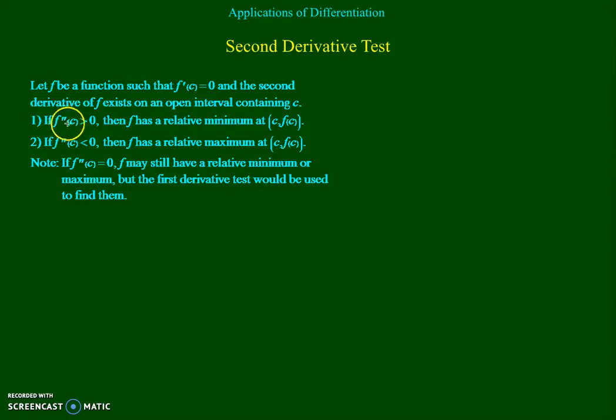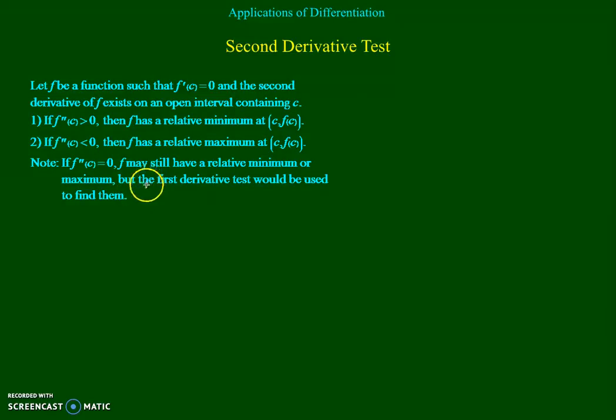If f double prime of c is greater than 0, then f has a relative minimum at that point, c, f of c. If f double prime at that point is less than 0, then f has a relative maximum at c, f of c. If, on the other hand, f double prime of c is 0, f may still have a relative minimum or maximum, but you would need to use the first derivative test to find them.